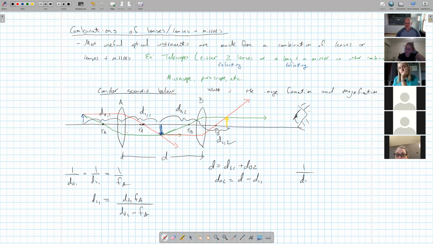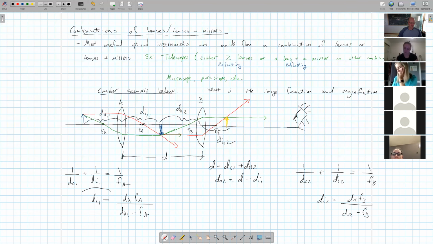So we say that 1 over object distance 2 plus 1 over image distance 2 has to be equal to 1 over the focal length B. In this case, it's the focal length of this particular lens, which is FB. So finally, our image distance 2 would be equal to the object distance 2 times focal length B divided by object distance 2 minus focal length of B.